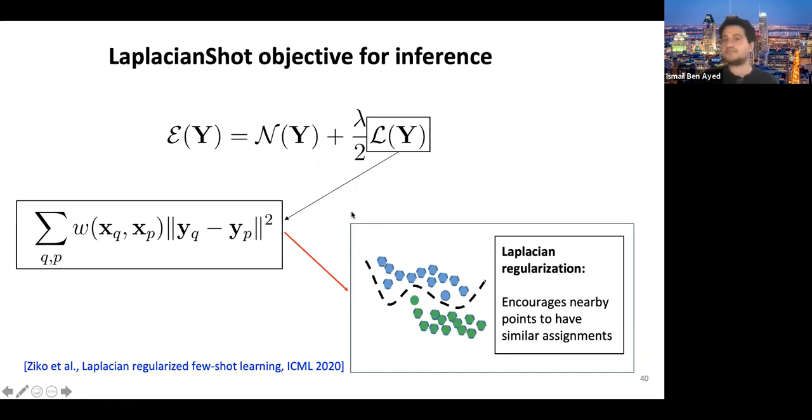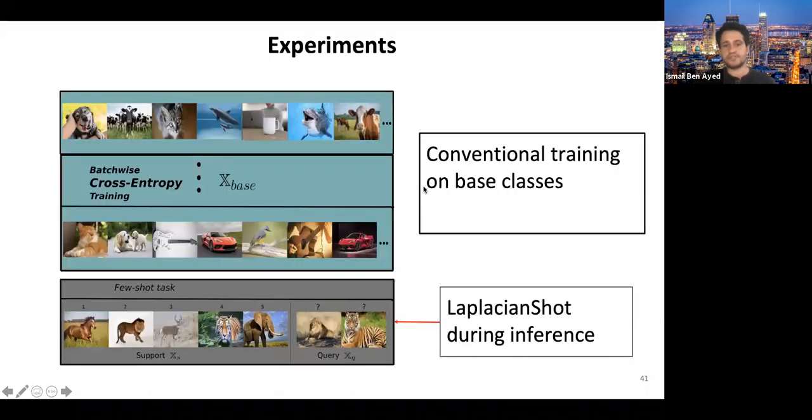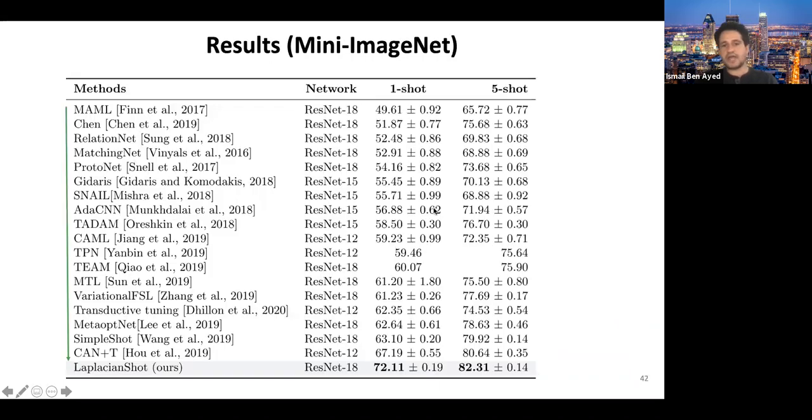The optimization itself is interesting. I wouldn't have time to go into optimization details. We have specific choices to make it fast, and it can be implemented in parallel. So the inference time is very close to inductive inference time, indeed, in our case. And this is pretty much what we do. We optimize this objective at inference, which we call LaplacianShot, for each task. I wouldn't go further into details, but the details are in the paper. But this gives you an idea, pretty much.